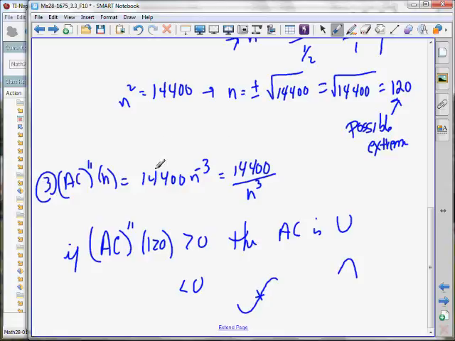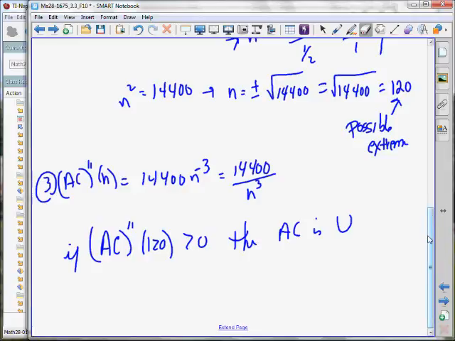Which is it? If I put a positive in there and I cube it, I get a positive. My numerator is already positive. A positive divided by a positive is positive. So we don't really have to do any actual calculations. We just have to use our common sense. It's positive.